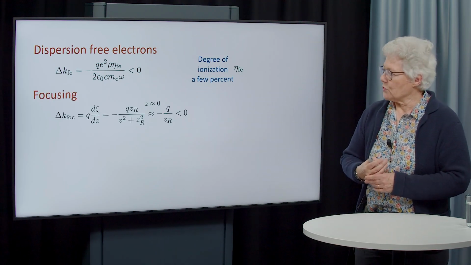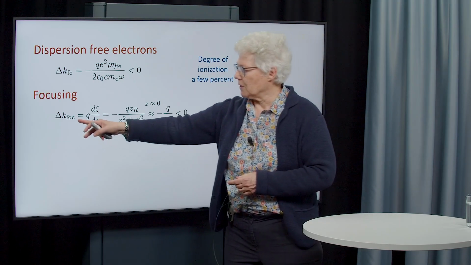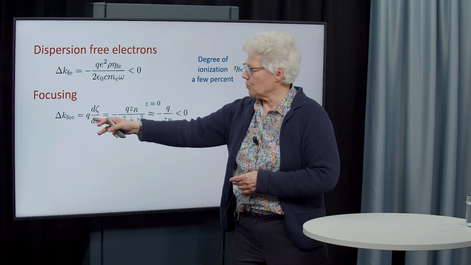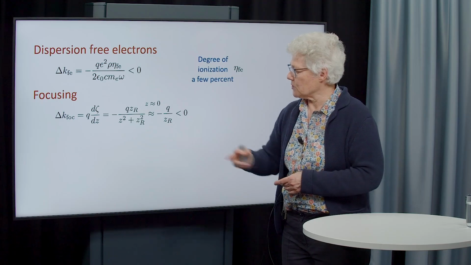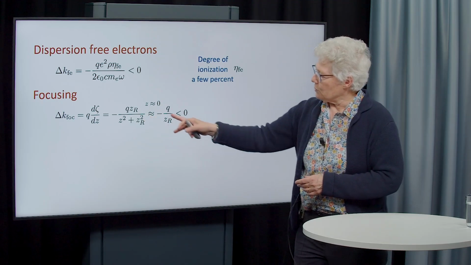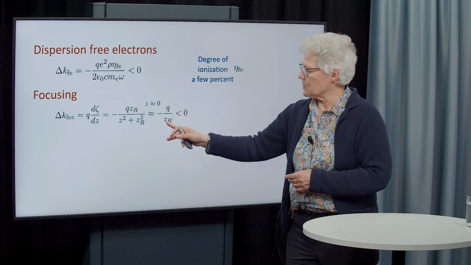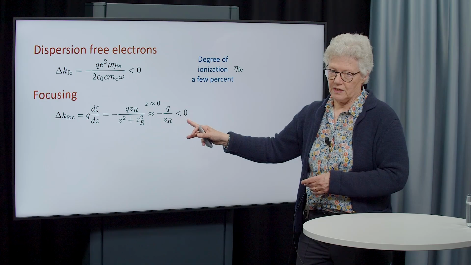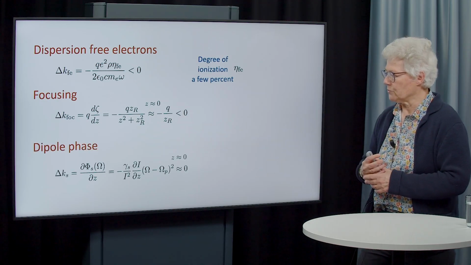The effect of focusing comes from the variation of the Gouy phase. So the phase mismatch can be expressed as Q times the derivative of the Gouy phase, which you have here. When you are close to z equals 0, this expression is very simple: minus Q divided by the Rayleigh length. It's always negative.